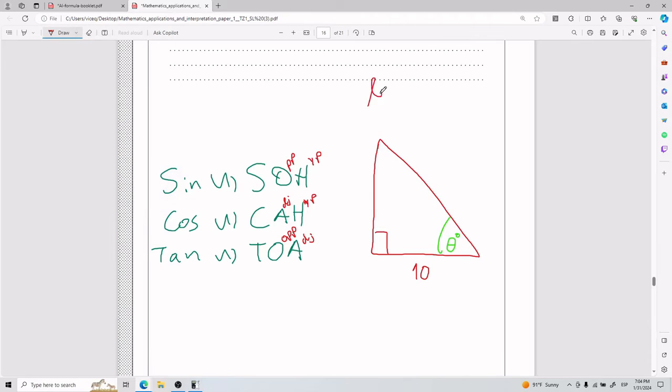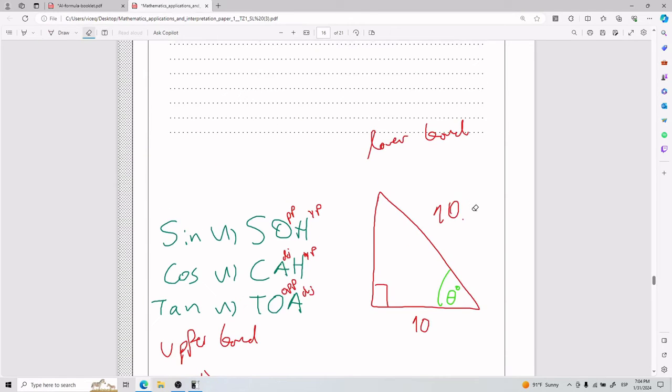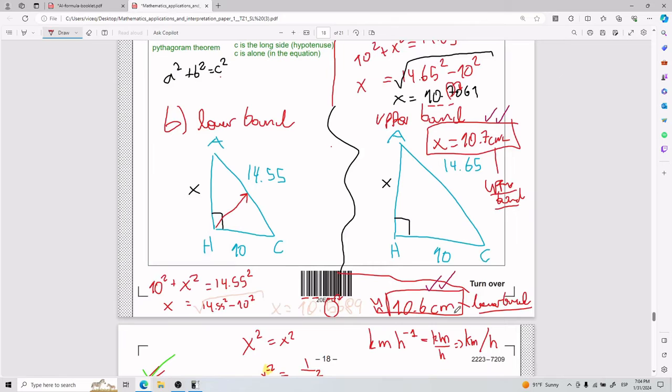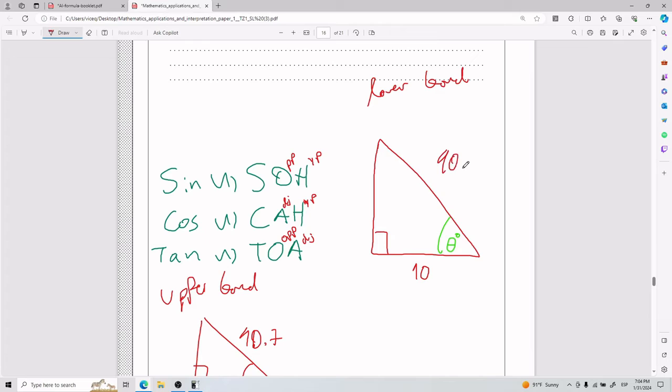And here we're going to have the lower bound version. For the lower bound version, you have 10.6. For the upper bound version, we have literally the same case, 90 degrees, a 10 goes here. Actually, I messed up. The lower bound, no, because this is the slant height. Wait. Yes, the lower bound is 10.6. The upper bound is 10.7. Apologies. I just wasn't sure for a second. So here it's going to be 10.7. Here it's going to be 10.6.